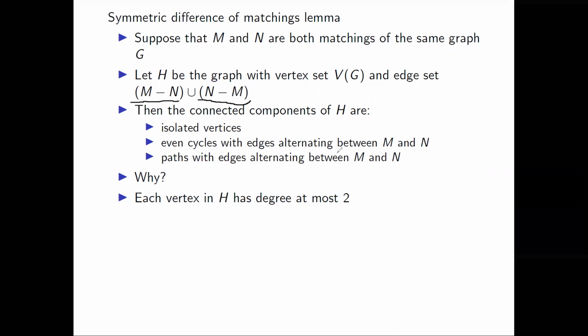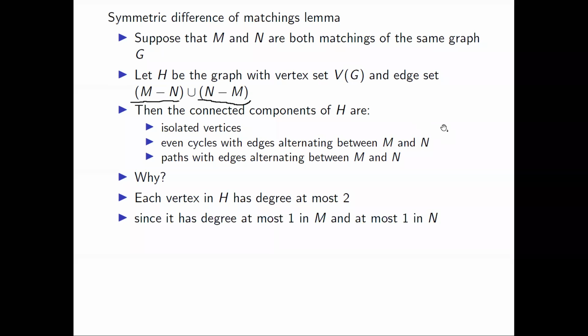So we're not including stuff in their intersection, for example. So the claim is each vertex in this subgraph has degree at most 2. And that's because when you restrict the subgraph just to the edges of M or just to the edges of N, each vertex has degree at most 1. So each vertex has degree at most 1 in the matching M and degree at most 1 in the matching N. So when we take this subgraph, which has an edge set that is a subset of the union of the edges of M and N, each vertex can only have degree at most 1 plus 1, which is 2.